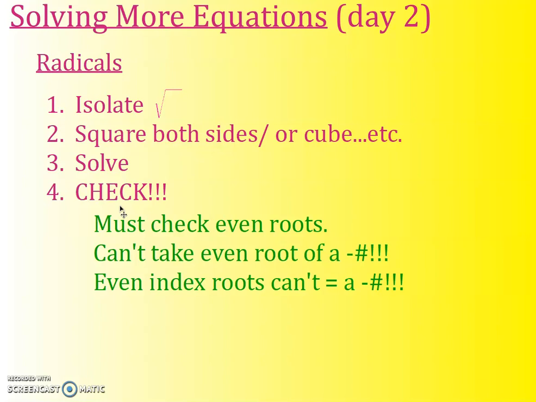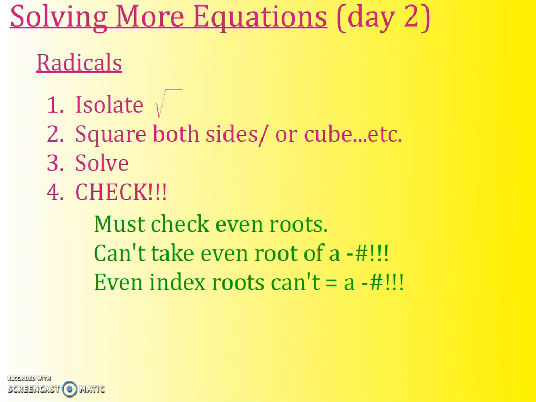Now, if you think back to Algebra 2 again, and you were taking the cube root of negative 8. The cube root of negative 8 is negative 2, because negative 2 times negative 2 times negative 2 is negative 8. You could take the cube root of a negative number. You just could not take the square root, or the fourth root, or the sixth root of a negative number. So we only have to check whenever we have an even indexed radical.